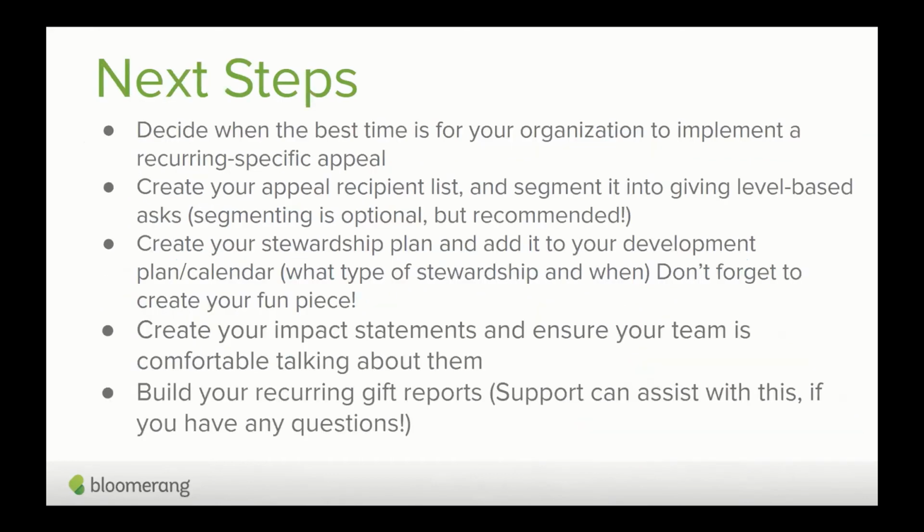All right, so with everything we've gone over, I do kind of have some action items here for you guys. So these are your next steps. So first thing to do is decide when the best time is for your organization to implement a recurring specific appeal. So this is an appeal that you are specifically sending out saying, hey, we want to make you recurring donors. Take a look at your development plan, take a look at your appeals. A really good opportunity, whichever one of your appeals performed, either like the most poorly performing one might be a really good time to do a different kind of ask, or the one that was kind of that midstream.